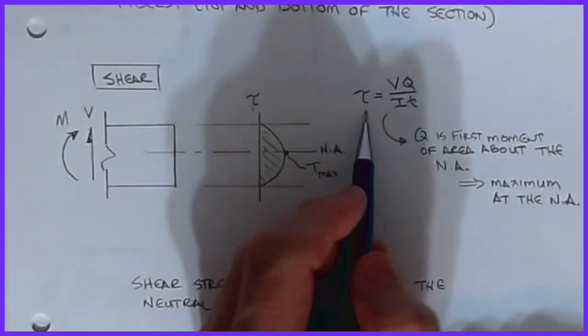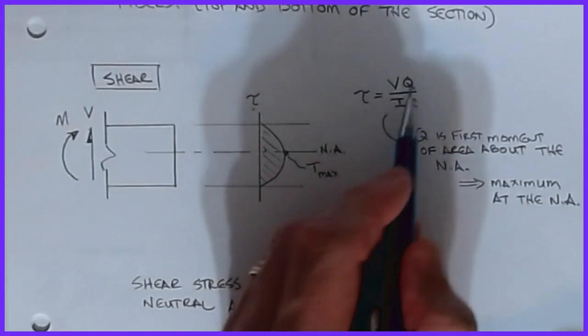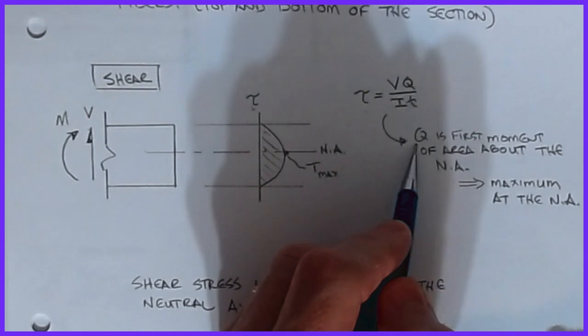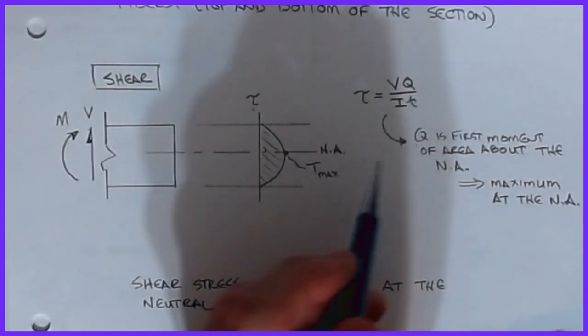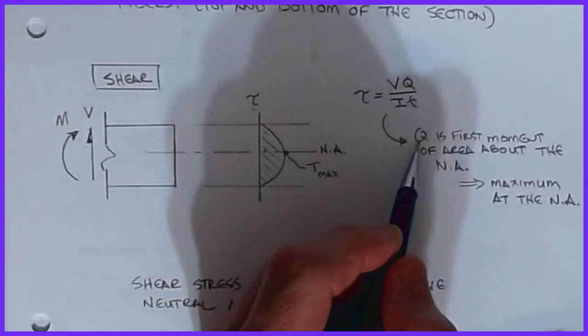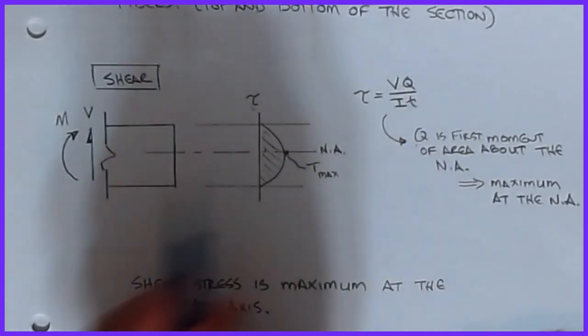Okay, and we can look at that from our mechanics formulas. If you remember, tau is equal to VQ over IT. And Q is yet another section property, the first moment of area about the neutral axis. Okay, and it takes on its maximum value at this location.